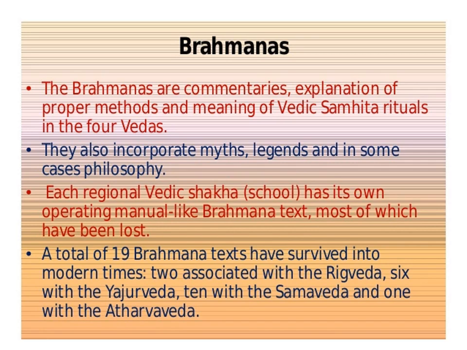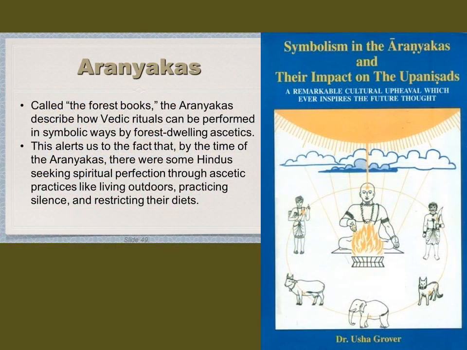So Brahmanas are basically commentaries on rituals, ritual manuals. Then we have the Aranyakas. They are called the forest books. They describe how Vedic rituals can be performed in symbolic ways by forest-dwelling ascetics. This alerts us to the fact that by the time of the Aranyakas, there were some Hindus seeking spiritual perfection through ascetic practices like living outdoors, practicing silence, and restricting their diets.